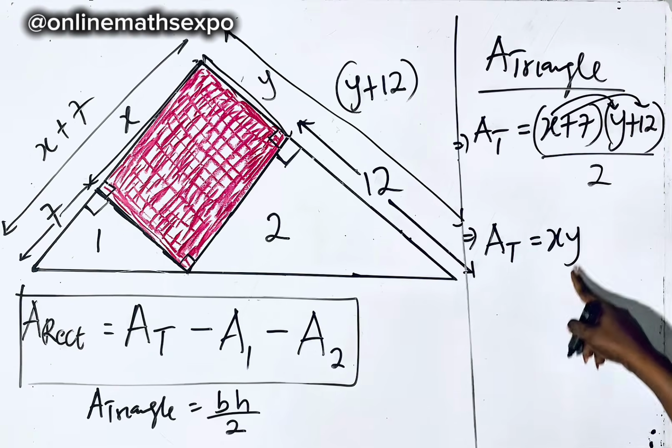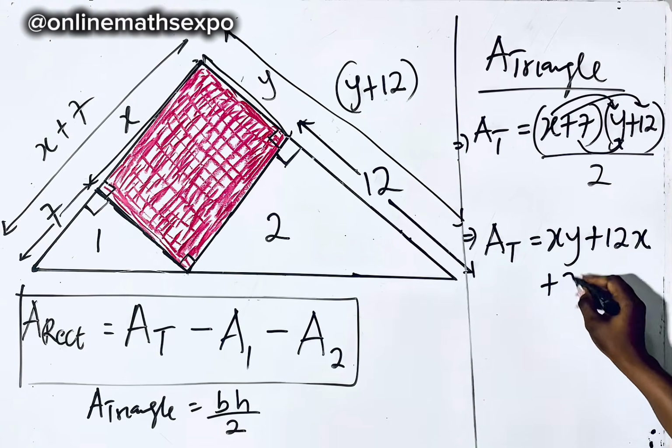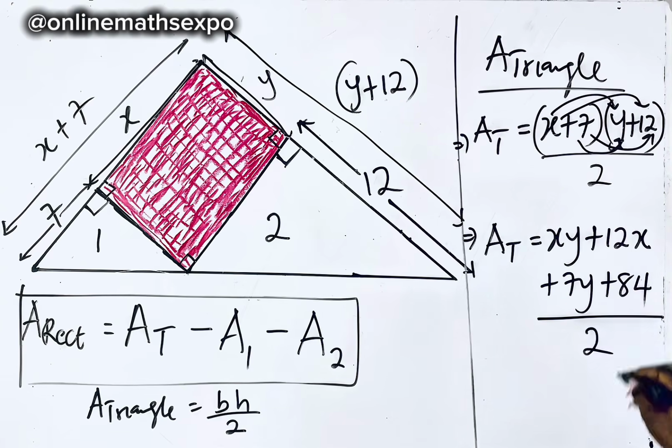X times y is xy. X times 12 gives us 12x. Then 7 times y is 7y. Then 7 times 12 gives us 84. So what should we do? Remember, it's divided by 2.